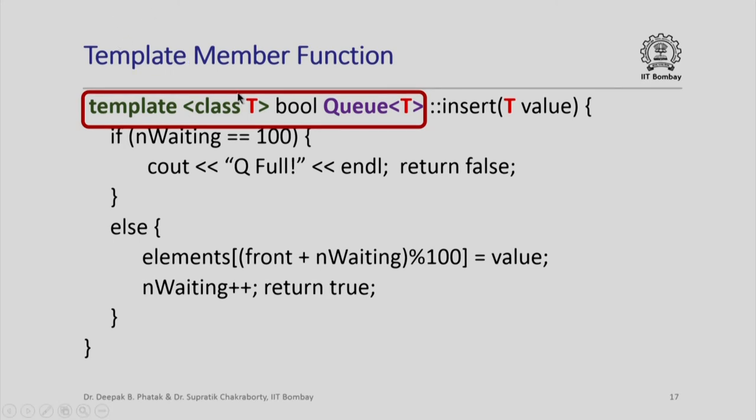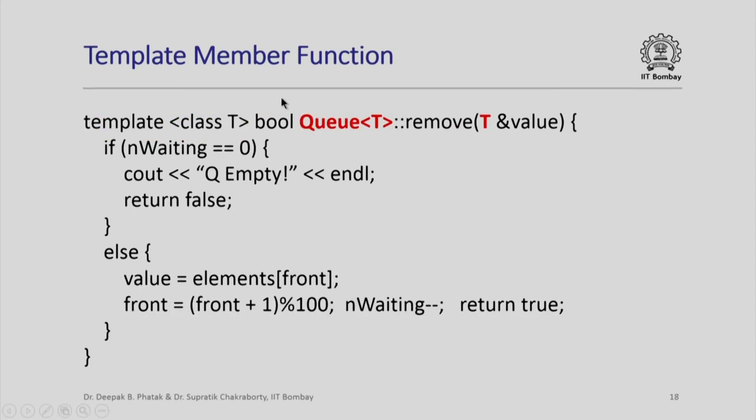This class T that I am using here is also the class with which I am going to instantiate the template for the class Q, and then this is the definition of the member function in which I am going to use this generic data type. Similarly, the other template member function would look exactly the same. I have to prefix it with template <class T>. The same class T is going to be used to instantiate the template class Q, and in the definition of the member function, I am using the same generic data type T.